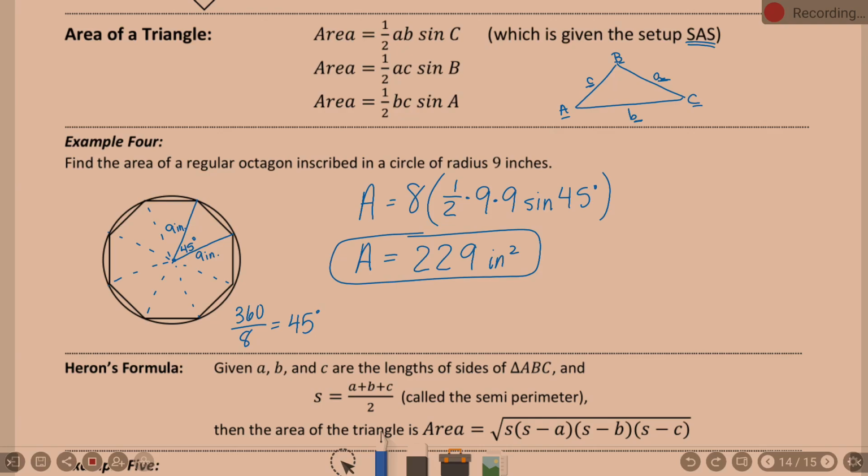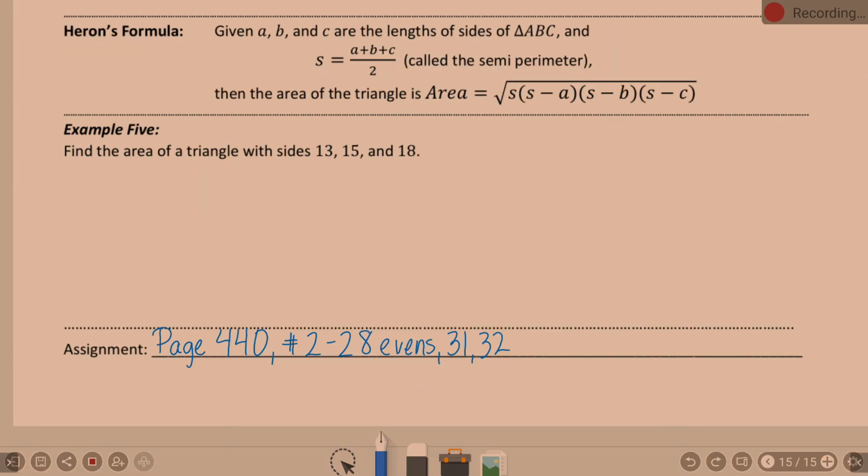Okay. That is your side angle side option of finding area of a triangle. I don't have a name for that one or anything, but it's an area of a triangle formula that works. One more formula, yes? Okay, we're going to talk about Heron's formula. Heron's formula works in the side, side, side scenario.